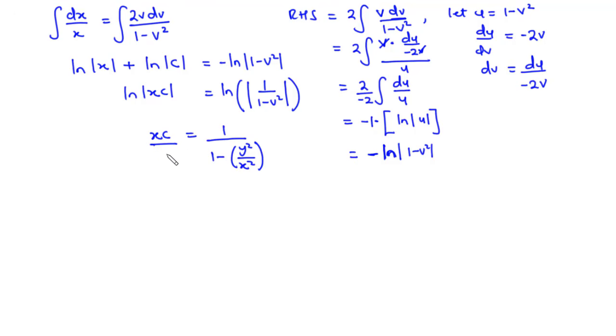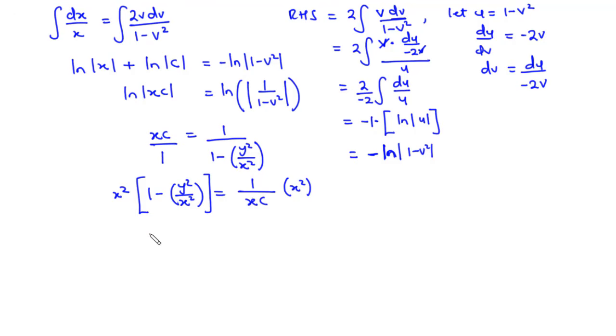Now let's cross multiply, or let's better still interchange the positions of these two values. So it's going to be 1 minus y squared over x squared equals 1 over xc. Now since we have the denominator of this fraction to be x squared, let's multiply each term of this equation by x squared. So let's multiply x squared across.